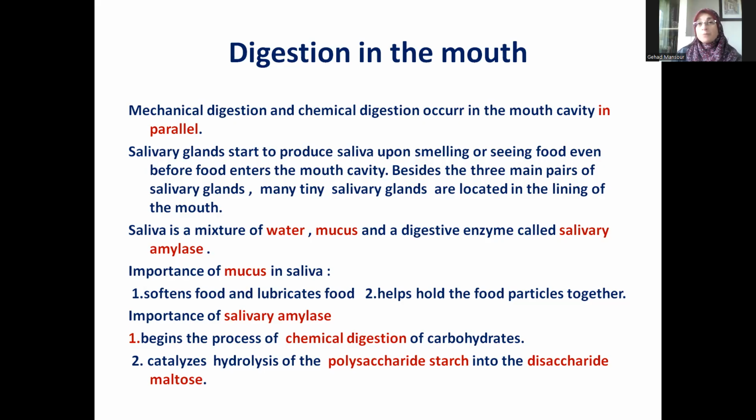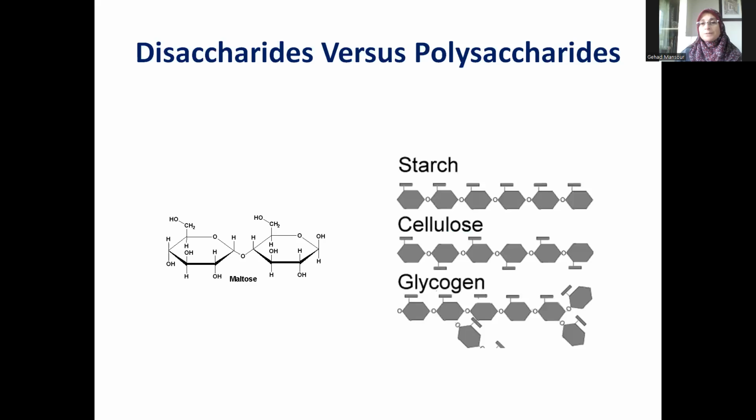No. Why? Because glycogen is a more complicated and complex carbohydrate, polysaccharide actually, than starch. So it needs a more effective enzyme. The more effective enzyme is pancreatic amylase. Pancreatic amylase is secreted by the pancreas and works in the small intestines.